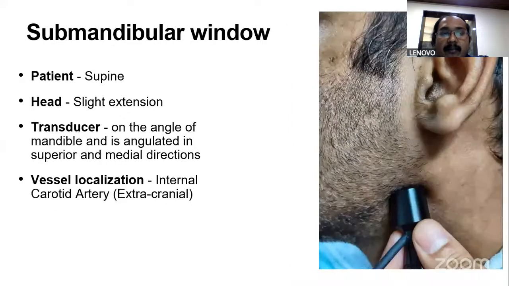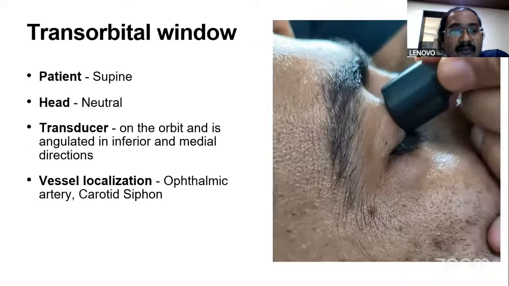Then comes the submandibular window. In this, the patient is lying supine with the head in slight extension. The transducer is placed on the angle of the mandible and is angulated superior and medially. Here we can use this window to localize the extracranial part of the internal carotid artery.